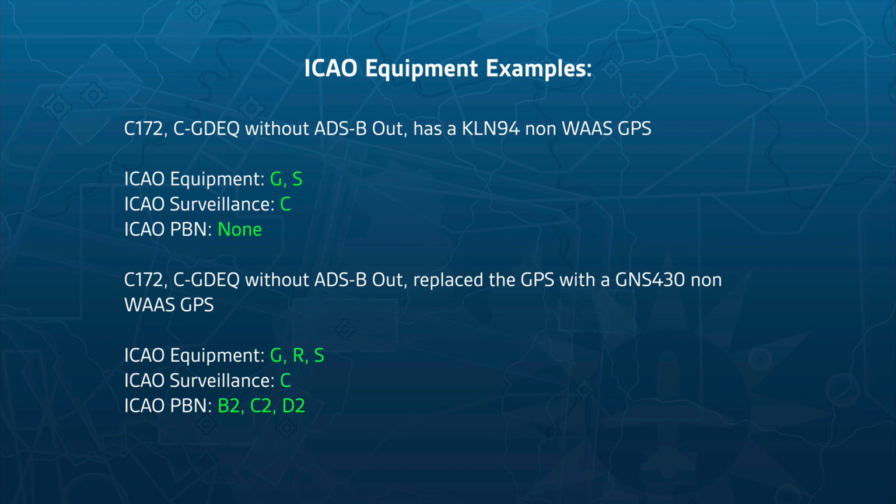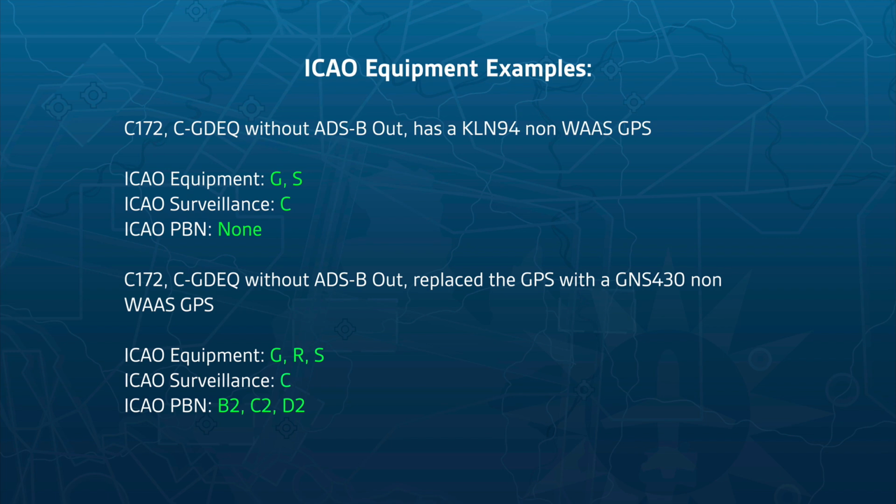So here's an example of our aircraft, Charlie Golf Delta Echo Quebec, without ADS-B out and just a basic KLN 94 non-WAAS GPS. What that would look like translating into an ICAO equipment and surveillance and PBN code system would be simply GS, mode C transponder, and since we're not specifying that LPV or PBN approved GPS, then we wouldn't put anything in the PBN category.